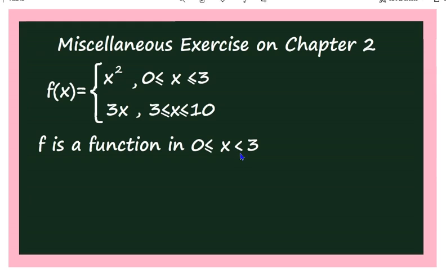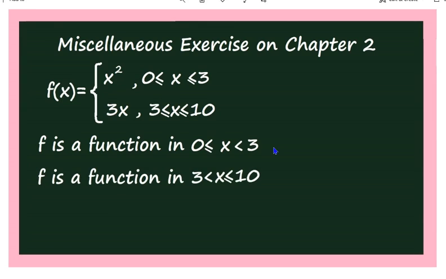Here I deleted 3 because f of x is defined as x square as well as 3x at x equal to 3. You can observe that at x equal to 3 it is x square as well as 3x. That's why I removed 3 and let us check for 3 later. And similarly f is a function in between 3 to 10. Here also 3 is removed, and in between 3 to 10 it is a function because it is 3x.